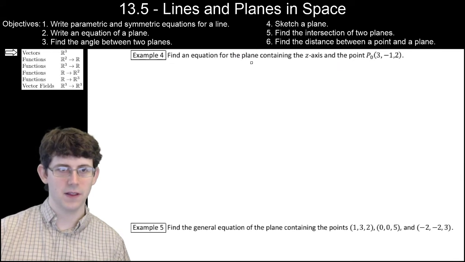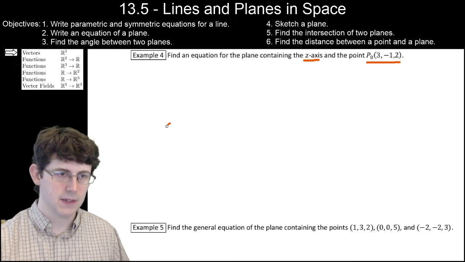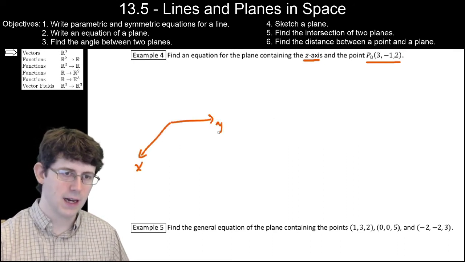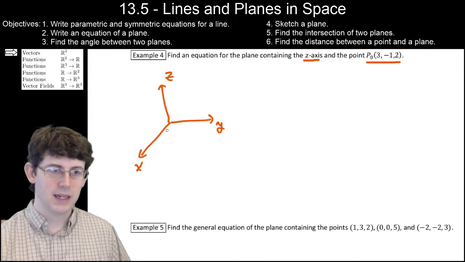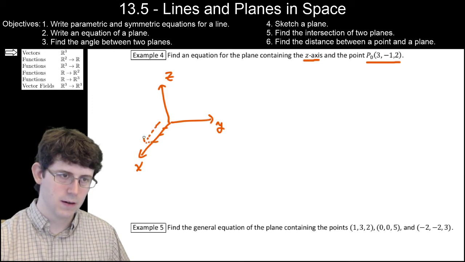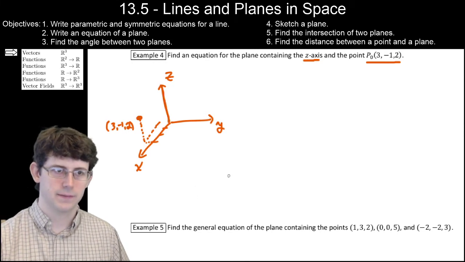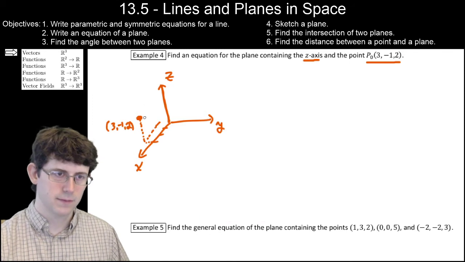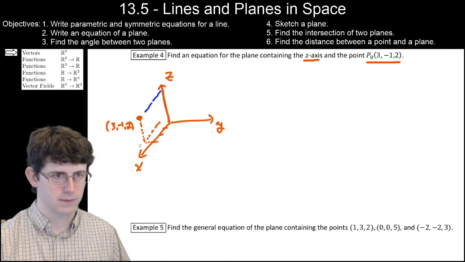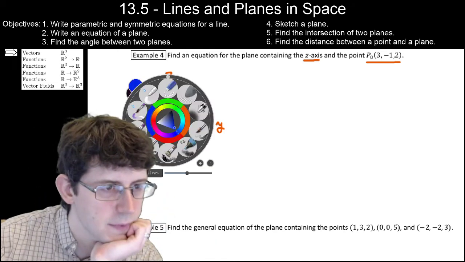So let's find an equation for the plane that has the z-axis and this point. Ooh, interesting. Okay, so here's x, y, z. I pick some point, 3, -1, 2. And then I want a plane that goes through both this point and this line. What's a good way to draw this?